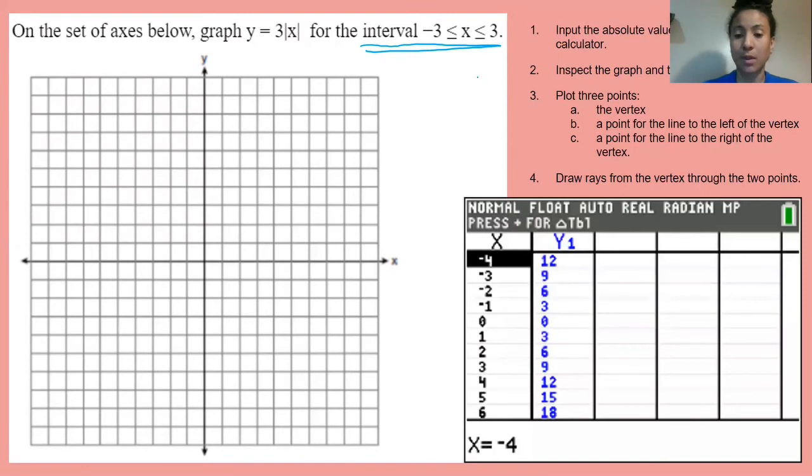So here's our table. I want to plot my vertex. In this case, my vertex is 0, 0. To make things a little bit easier, I'm just going to plot my 2 endpoints so I know where to stop. At -3, my y value is 9. And at +3, my y value is also 9. So this is where my endpoints are. We will not be drawing arrows on the ends of our line. So in this case, our image should look like this.